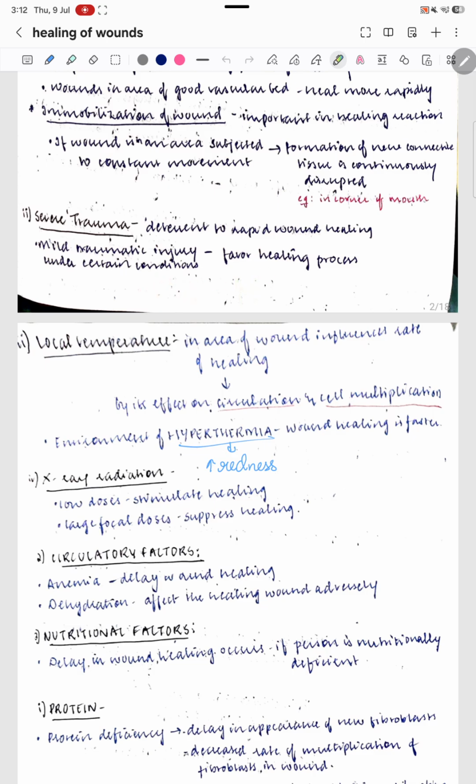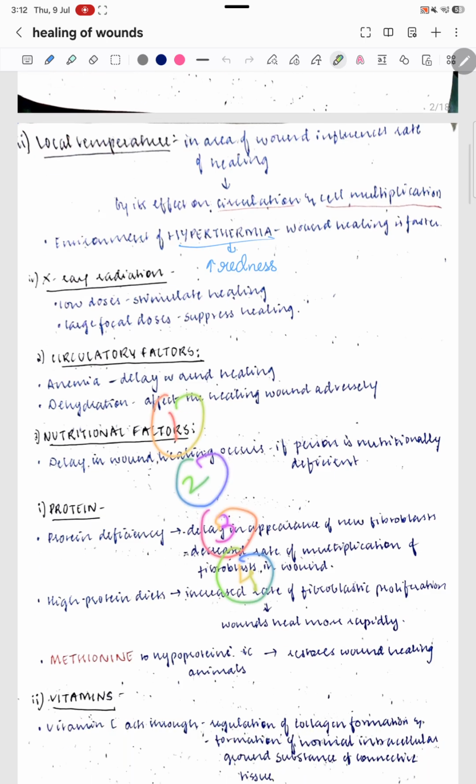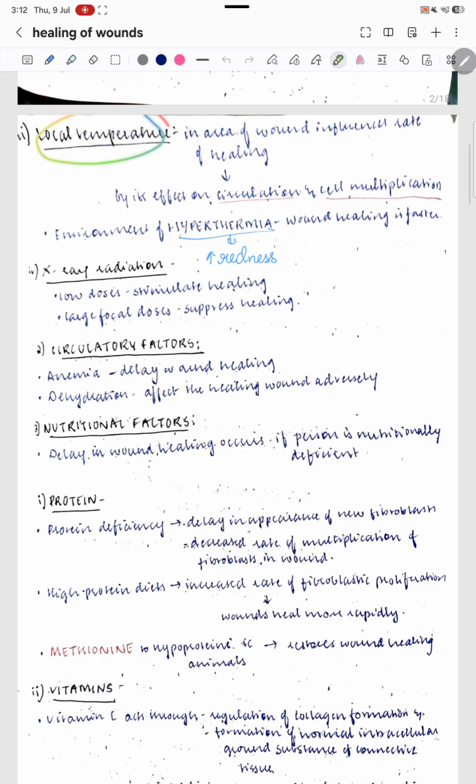Next is the local temperature. So first was your location, vascularity, mobility, and your trauma. Next is your local temperature. The temperature in the area of the wound influences the rate of healing.